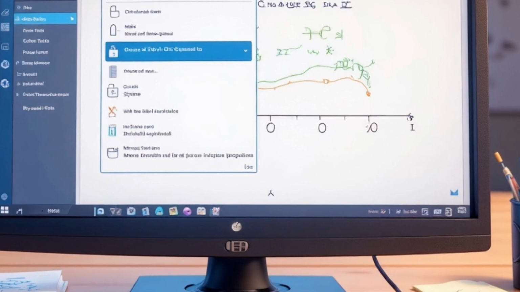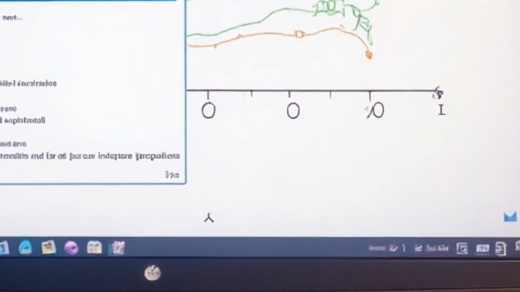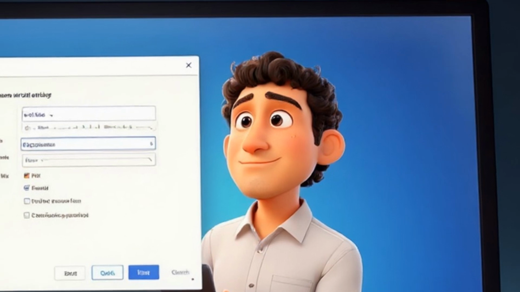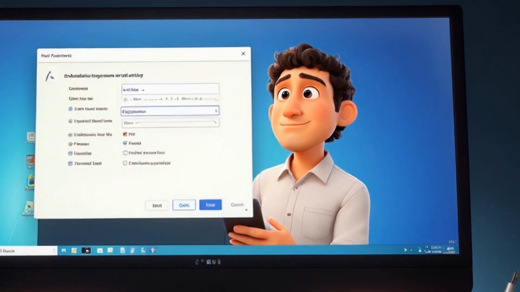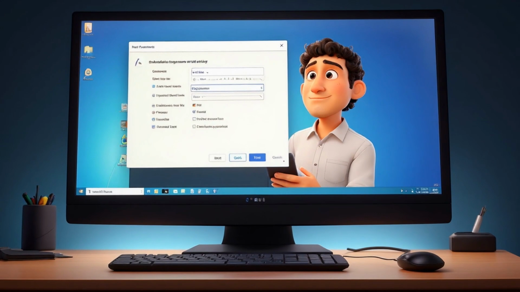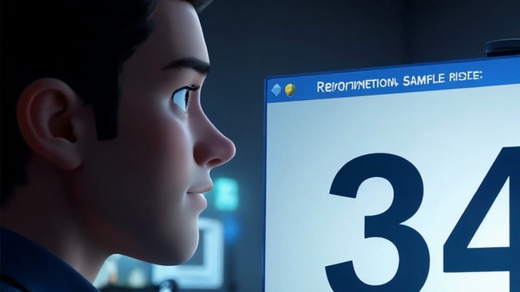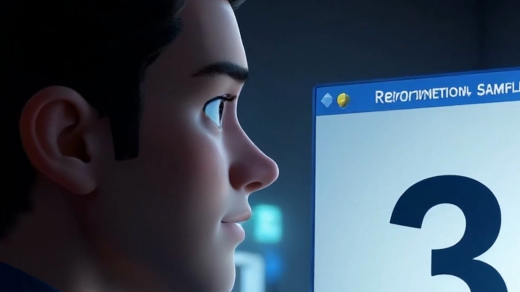Marco opens his software and selects the appropriate statistical test. For their binary outcome, he chooses a chi-squared test for two independent proportions. The software prompts for effect size, baseline event rate, 25%, expected event rate with the intervention, 15%, significance level, and desired power. The tool spits out a recommended sample size of 340 subjects per arm.